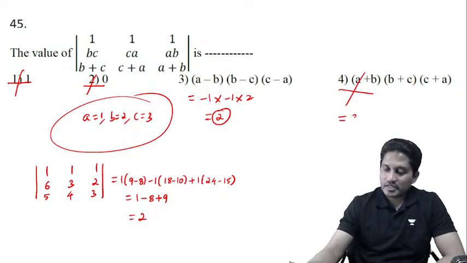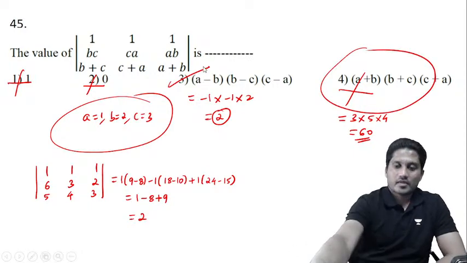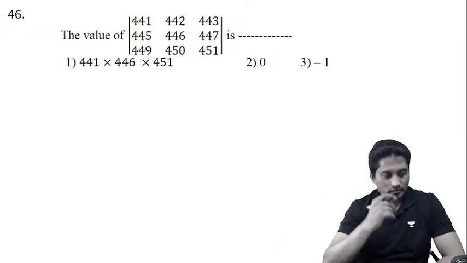a plus b is 3, b plus c is 5, c plus a is 4. This will be equal to 60. So this doesn't satisfy. Answer is option B only. Right? Let's move to the next question. Is it clear, guys?